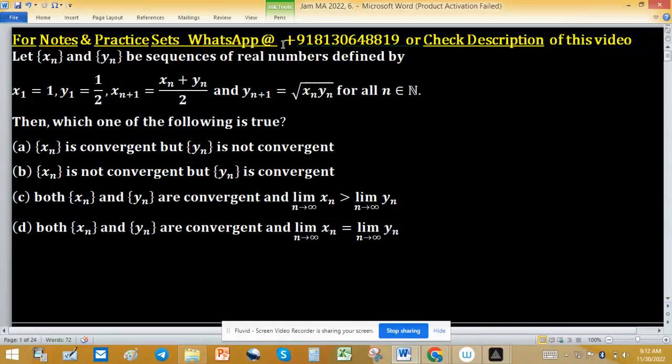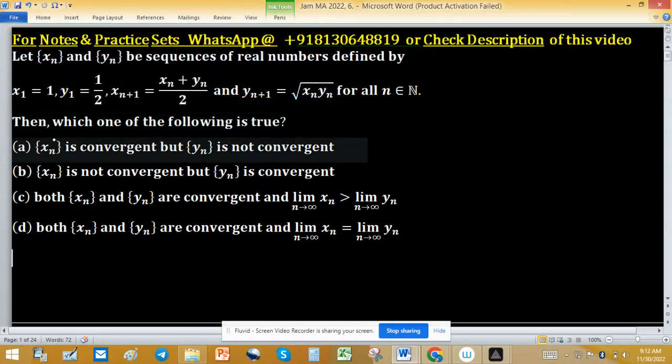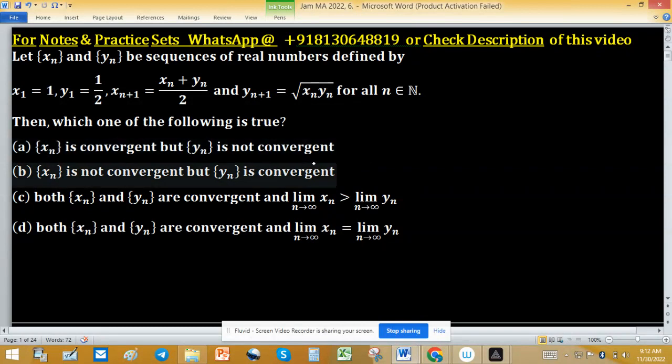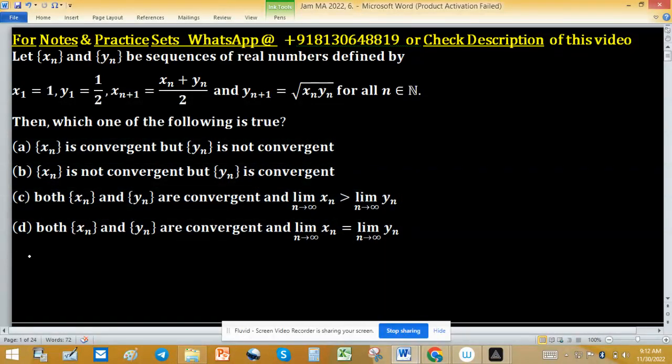Let x_n and y_n be sequences of real numbers defined as you can see on my screen. Then which of the following is true? Option A: x_n is convergent, but y_n is not convergent. Option B: x_n is not convergent, but y_n is convergent. Option C: either x_n or y_n is convergent. Option D: both are convergent, and the limits are equal or different. These are the types of options given in your question.